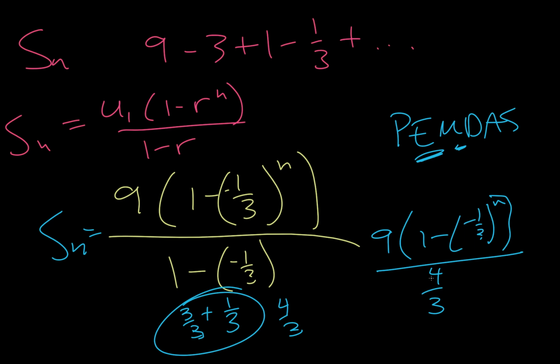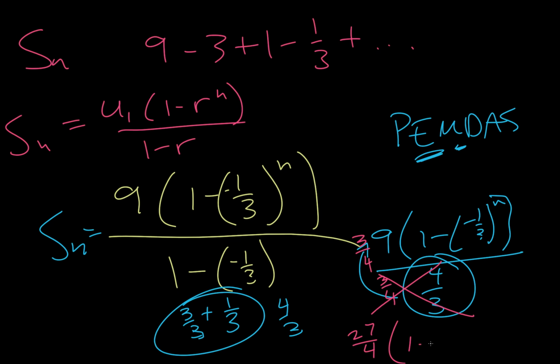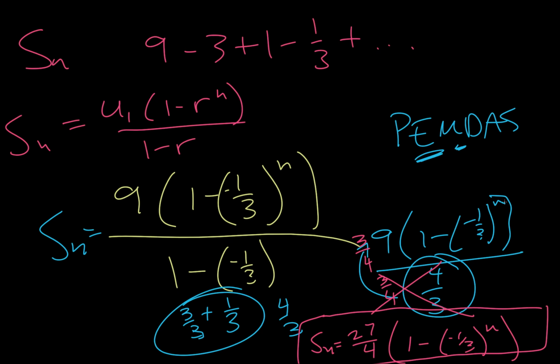Now, what we can do though is combine this 9 and this 4/3. If I want to bring this 4/3 up top, I just think of it as a reciprocal. In other words, I can multiply the bottom by 3/4 and the top by 3/4. Cancels the bottom. Top, 3 times 9 is 27/4. And then 1 minus negative 1/3 raised to the n. That would be our S sub n, our general series formula for this series.